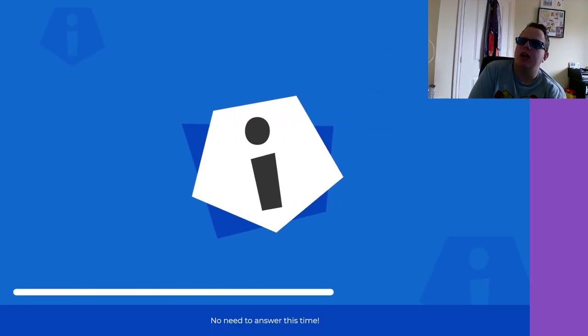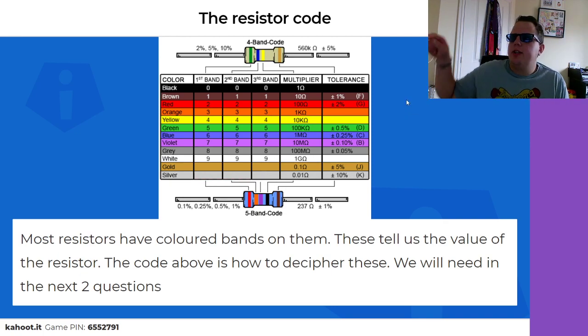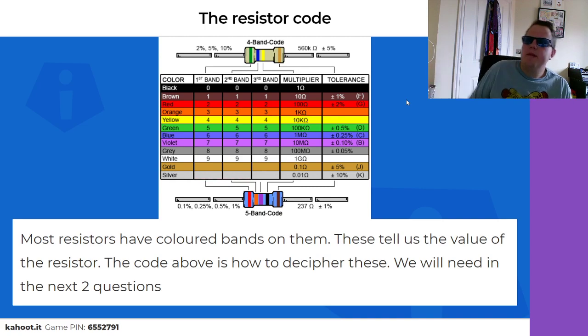Right, so some information for you. Now, this is the resistor code. And you will have noticed on some of the pictures of resistors that we've been using, they have got coloured bands on them. And what do those coloured bands mean? Well, that's what we've got just down here somewhere. We have got what the different colours mean.